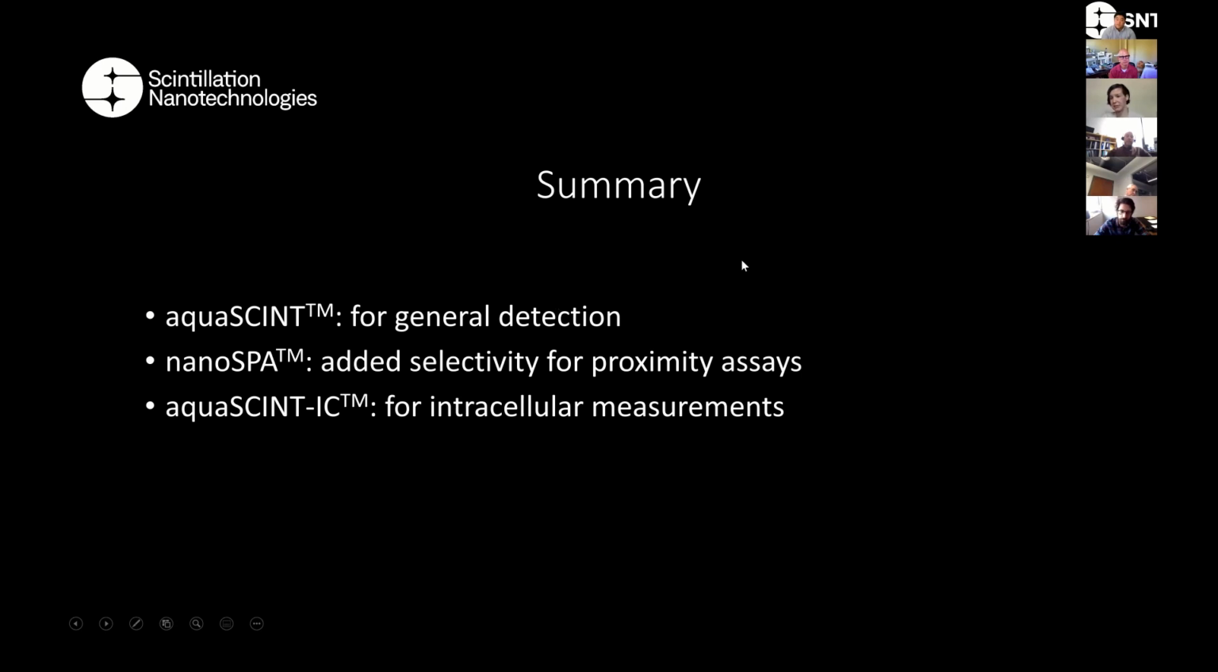nanoSPA has added selectivity for proximity assays. And so we have nanoSPA for histags, we have streptavidin functionalized nanoSPA and biotin functionalized nanoSPA, as well as protein A and protein G. And we would be more than happy to hear about anybody's needs in terms of what other kinds of nanoSPA would be most useful for our customers. And we also have Aquasyn, which is for intracellular measurements. So thank you very much.